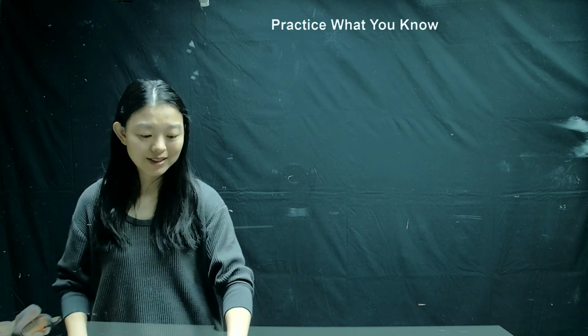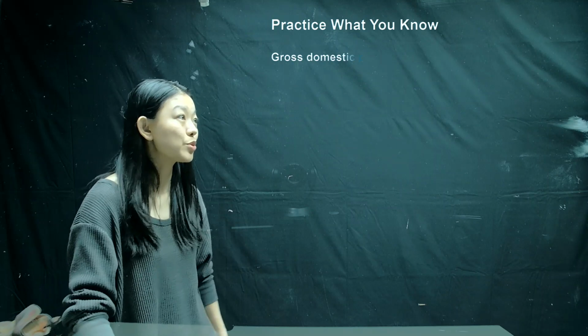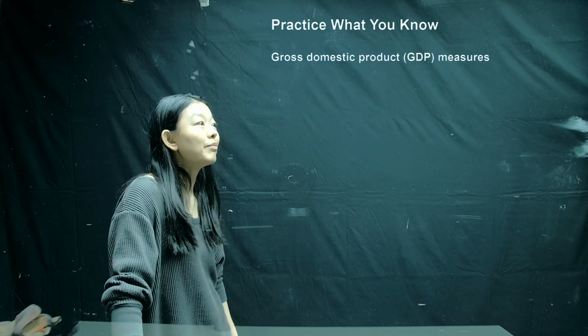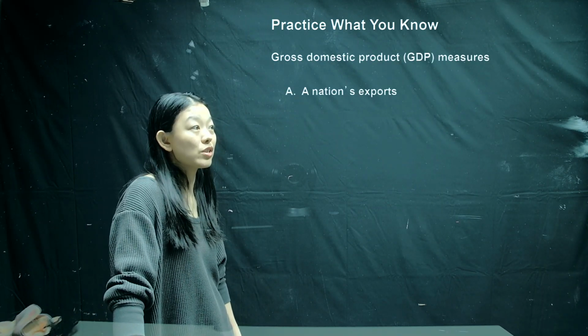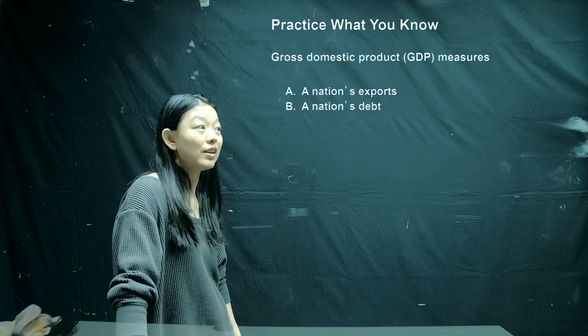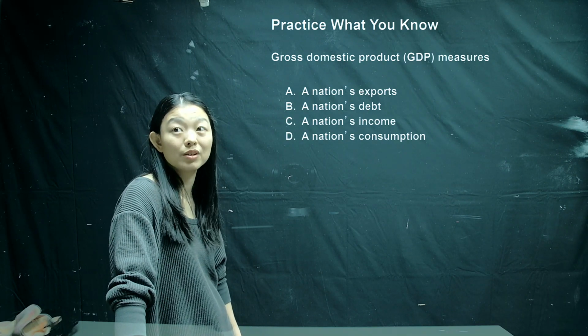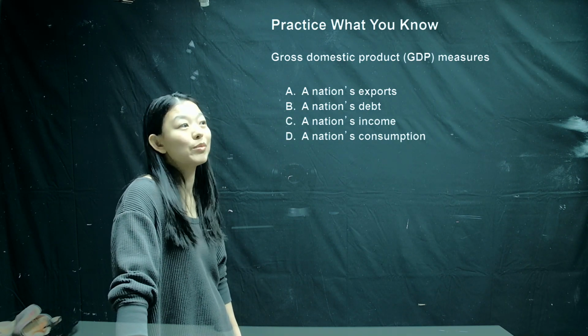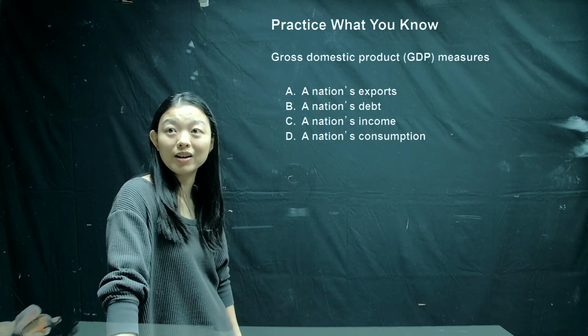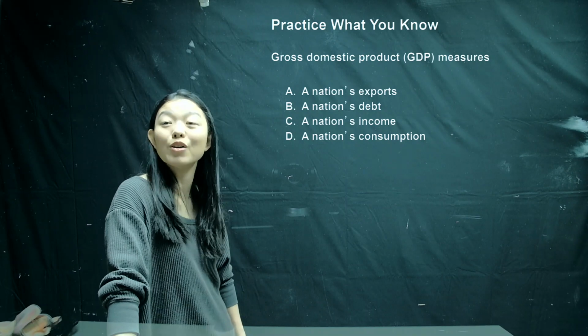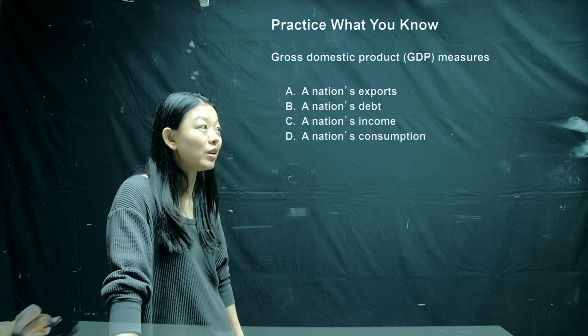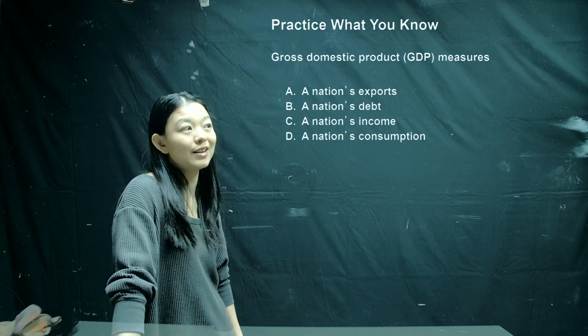Okay, so now let's look at several practice questions. The first one: GDP measures a nation's exports, a nation's debt, a nation's income, or a nation's consumption. Which one could be correct? Remember, the title of this chapter is Nation's Income, right? How to measure a nation's income. So GDP measures a nation's income.